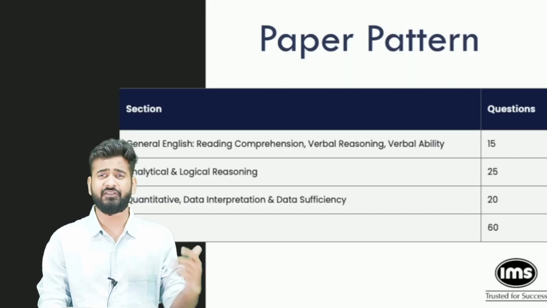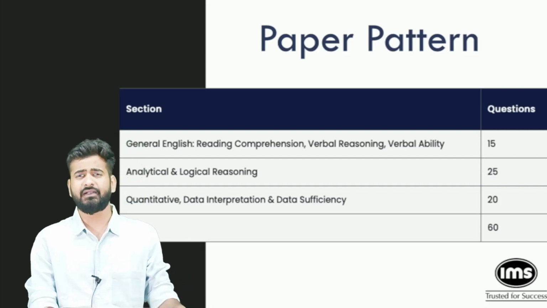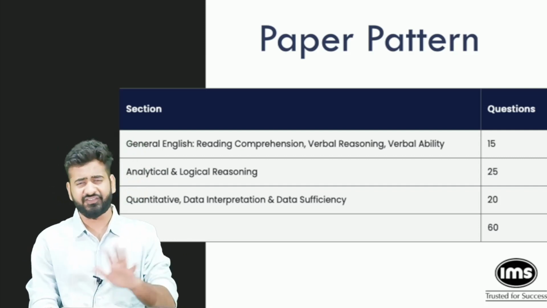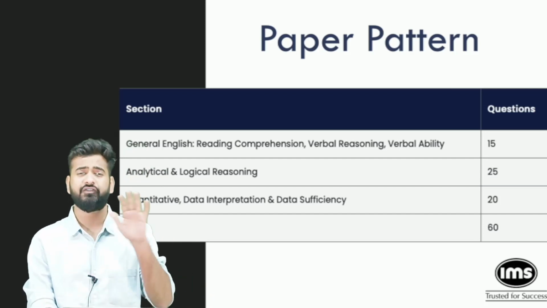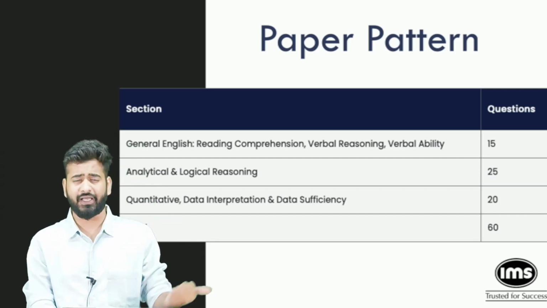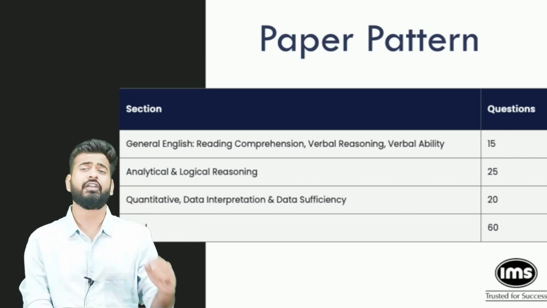The very first one, that is paper pattern. Now the paper pattern is similar to last year's pattern. 60 minutes, 60 questions, 15 questions from English, 25 from LR, 20 questions from QA and DI, plus 1 for the correct one, minus 0.25 for the incorrect one.